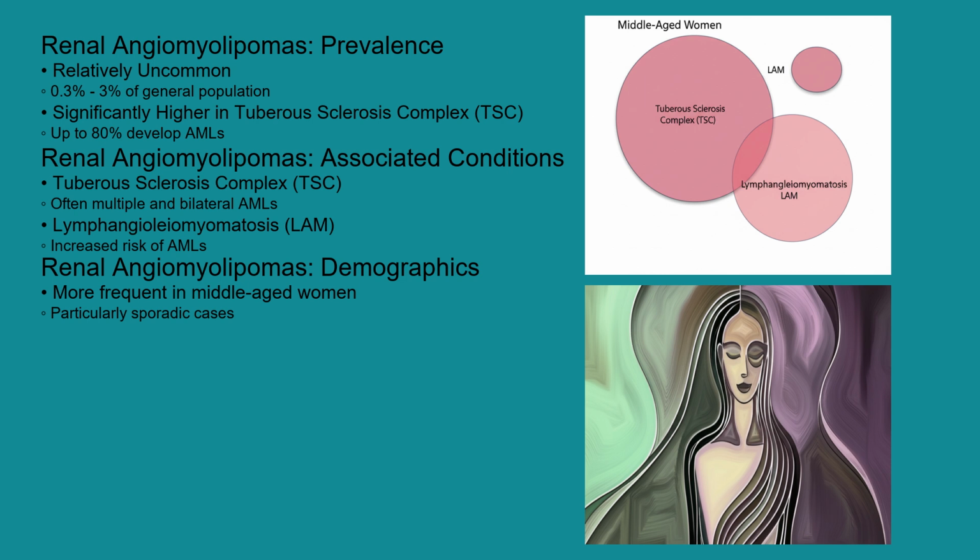Renal angiomyolipomas are relatively uncommon, affecting around 0.1% to 3% of the general population. However, the prevalence is significantly higher in individuals with tuberous sclerosis complex, where up to 80% may develop AMLs, often multiple and bilateral, meaning affecting both kidneys. Lymphangioleiomyomatosis is less frequently associated with AMLs, but it still increases the risk. AMLs are more frequently diagnosed in middle-aged women, particularly sporadic cases.